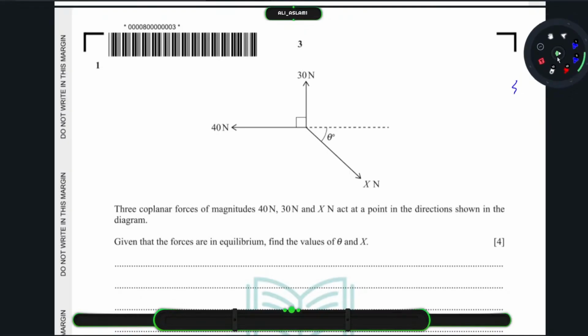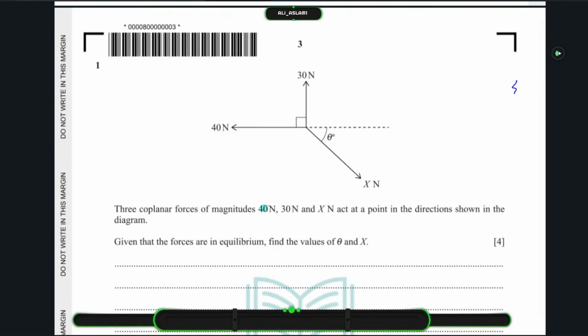Session work. Three coplanar forces of magnitude 40 Newton, 30 Newton and x Newton act on a point in the directions shown in the diagram. Given that the forces are in equilibrium, find the values of theta and x.